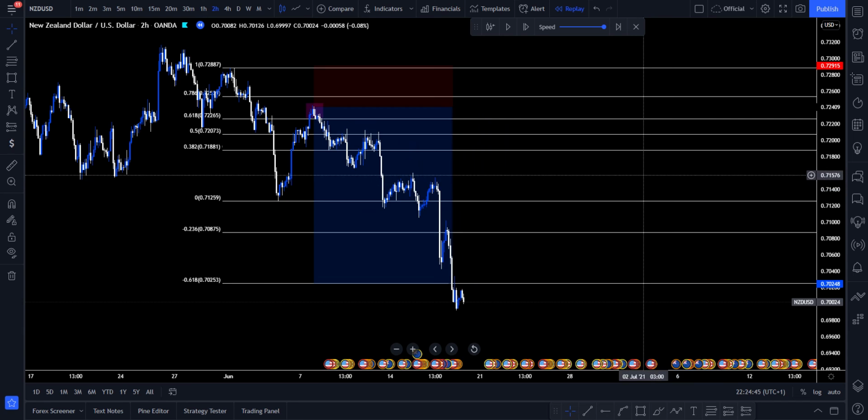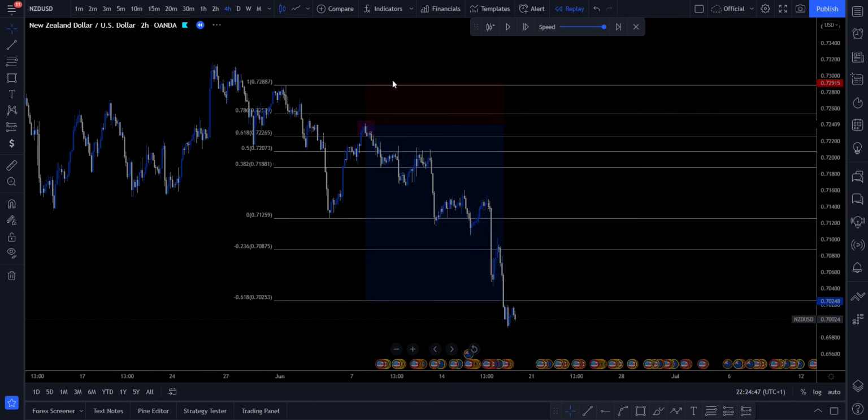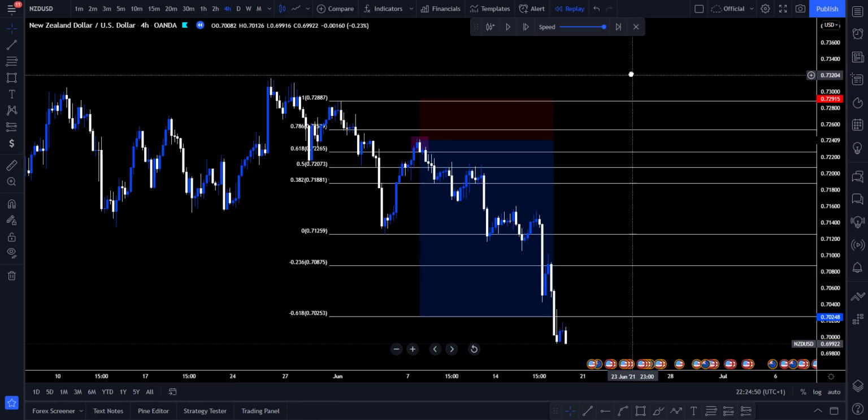So this is how you can use the Fibonacci retracement tool. Let me know what your thoughts are about this kind of analysis.